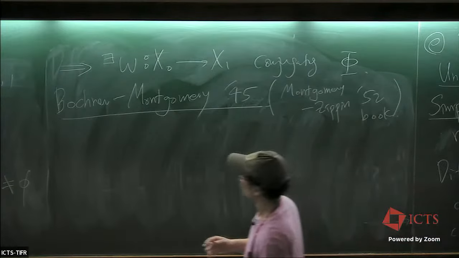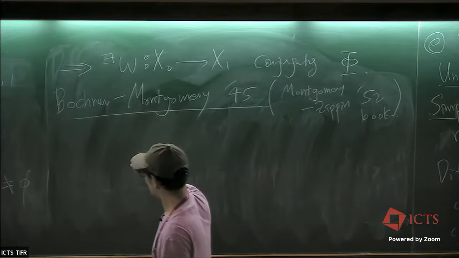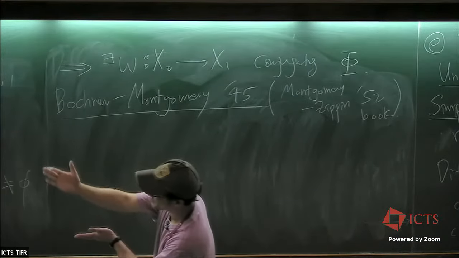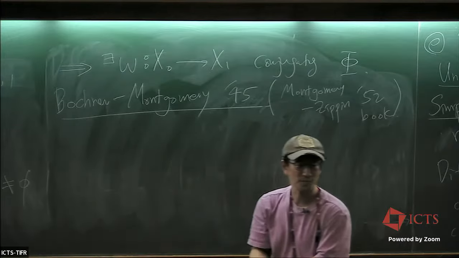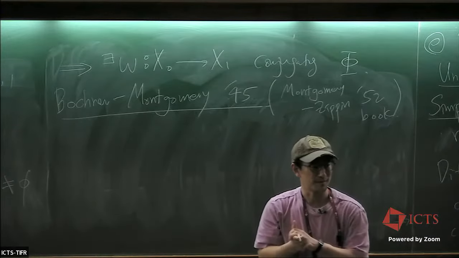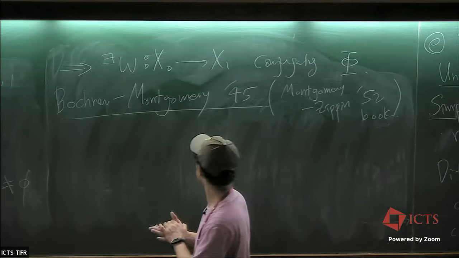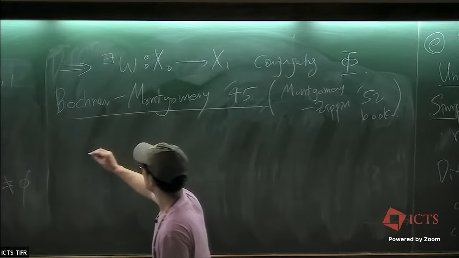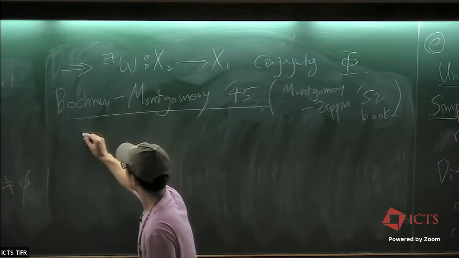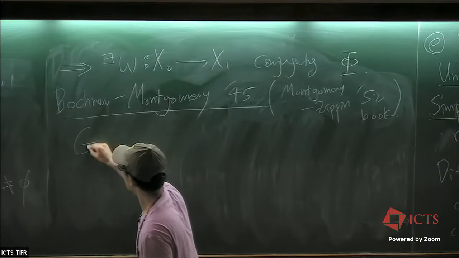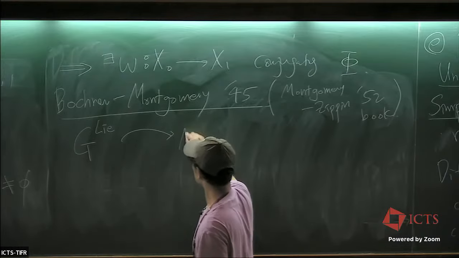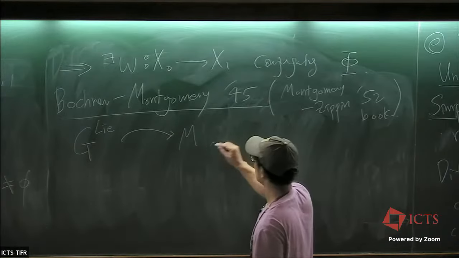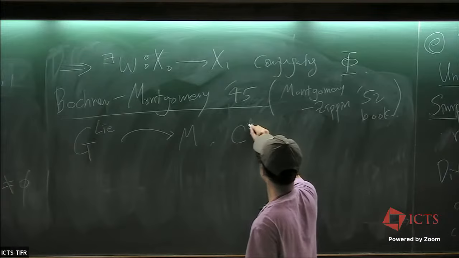So what is it? Our problem is we have a C0 map and we want to upgrade it to a smooth map, a C^p map. And the Bochner-Montgomery theorem is doing that. So what is it? Hypothesis: if you have a Lie group acting on a manifold, and this is a C^k group action.